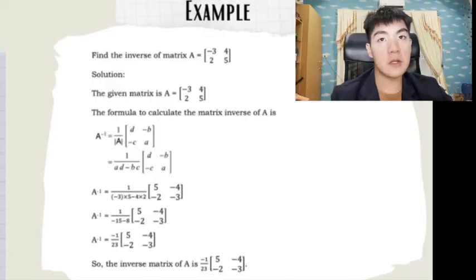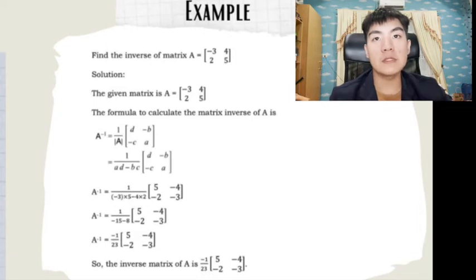Next is the example question of inverse matrix. The question is find the inverse matrix of matrix A where the matrix is negative 3, 4, 2, 5. The solution of this question is the given matrix is A equals the matrix of negative 3, 4, 2, and 5. The formula to calculate the matrix inverse of A is the inverse matrix A equals 1 per determinant A times the matrix of d, negative b, negative c, and a. Also equals 1 per ad minus bc times the matrix of d, negative b, negative c, a.